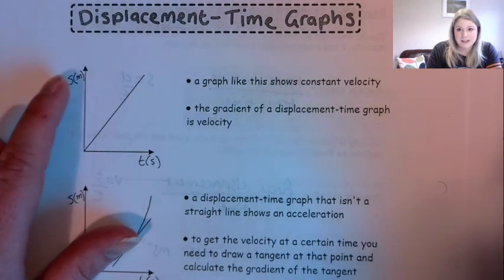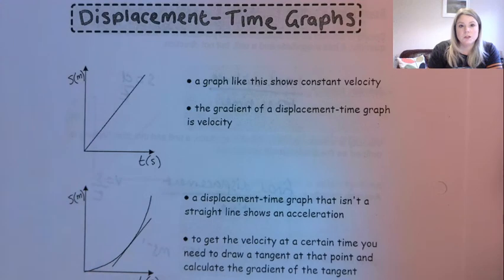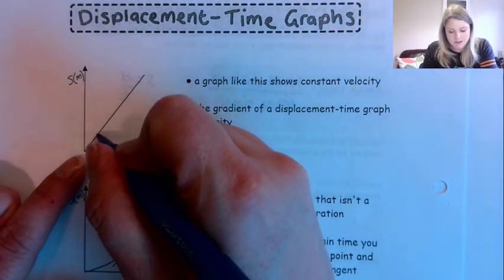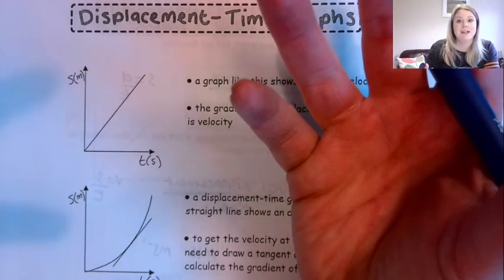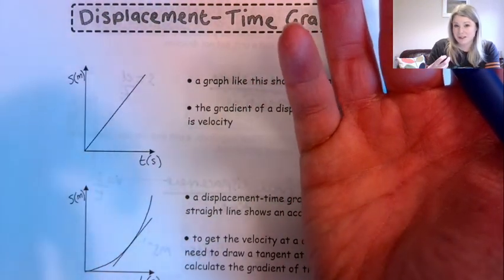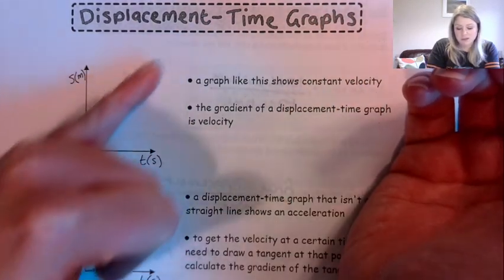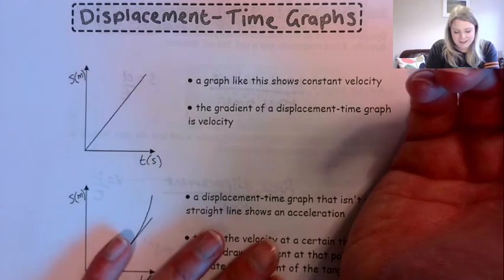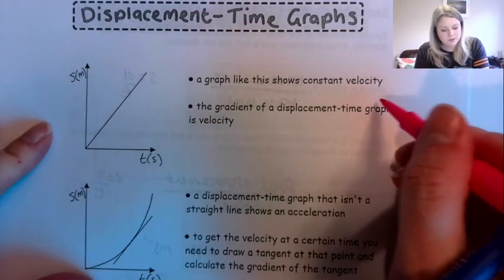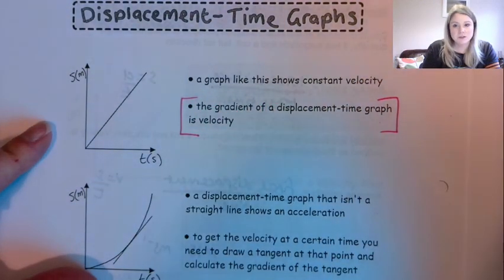So displacement s against time. Something like this is going to show a constant velocity because the change in displacement per unit time, like every second, the displacement is increasing by the same amount. So that's a constant velocity. It's traveling at a constant speed or velocity. And the rule that we need to remember: the gradient of a displacement time graph will tell us the velocity.